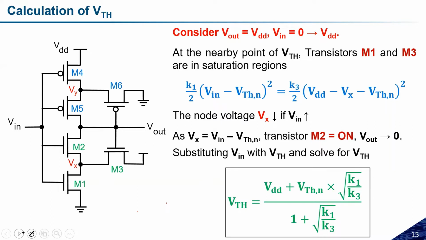Similarly, if we try to calculate the VTL, a similar kind of concept will be utilized. I need to change the input from VDD to 0, and I need to consider the V out is equal to 0. So the input will change from VDD to ground. By considering these two things, the same kind of expression, M4 and M6 will be in the saturation region, and then I need to equate it, and I need to solve all these things, and I will get the VTL.